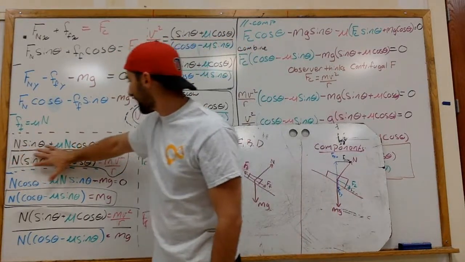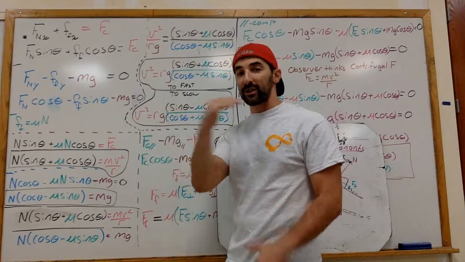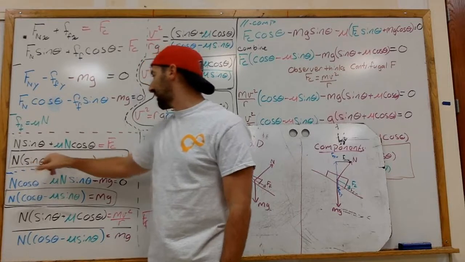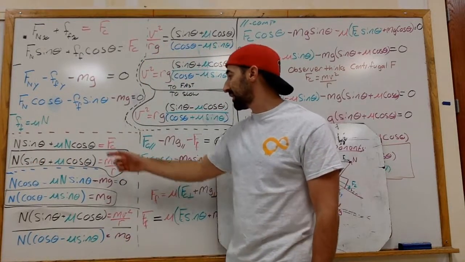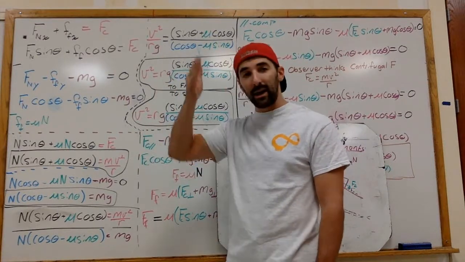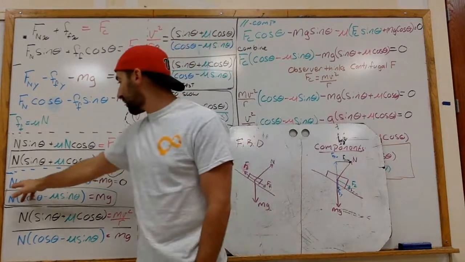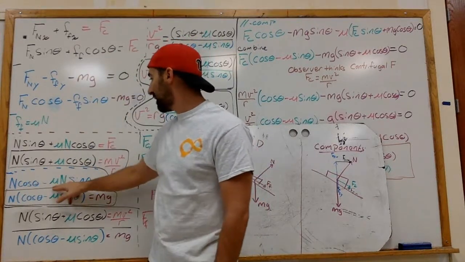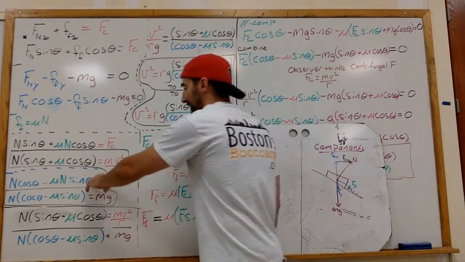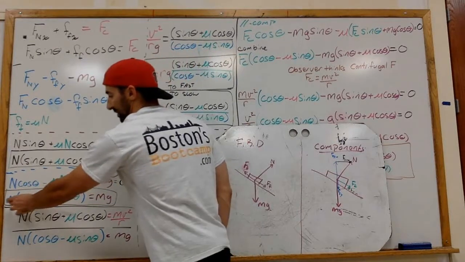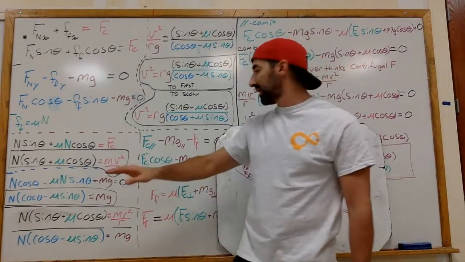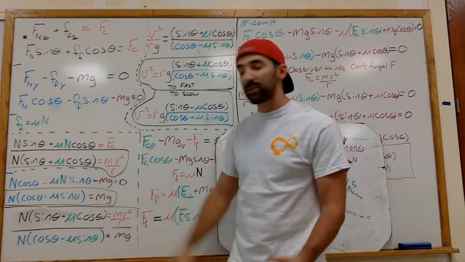So now I have something nice and simple in one direction, that's the horizontal or my X direction. N sine theta plus mu cosine theta equals mv squared over r. Now in my other direction, my up and down or my Y direction, same thing: N cosine theta, I subbed in for friction, mu times the normal force, sine theta, minus mg equals 0. Since it's equal to 0, I can bring that to the other side. I can factor out my normal force, so N cosine theta minus mu sine theta just equals mg. And now I have two equations with two unknowns.